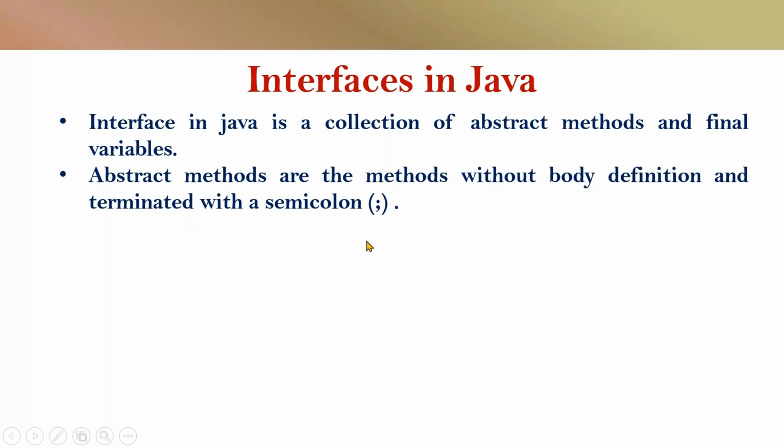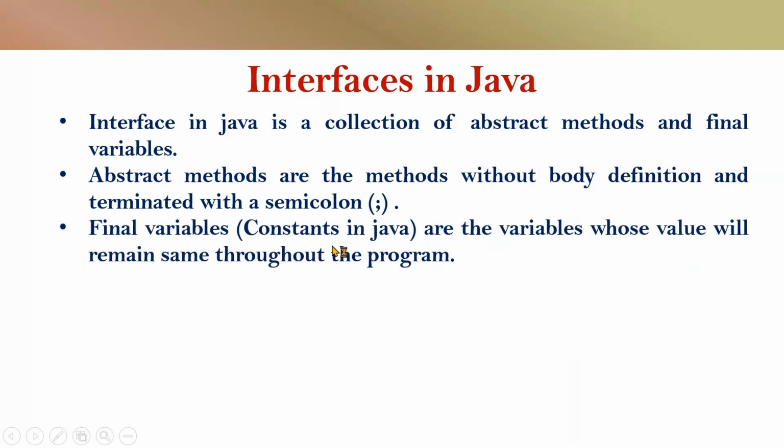When you talk about a class, it is a collection of methods and instance variables. There, the methods are called concrete methods because they hold the body definition inside a class. When you talk about an interface, it is purely abstract methods. Abstract methods are the methods without a body definition. So you have the method signature, and that method signature is terminated with a semicolon. You are not supposed to write any logic for it. That method is called an abstract method.